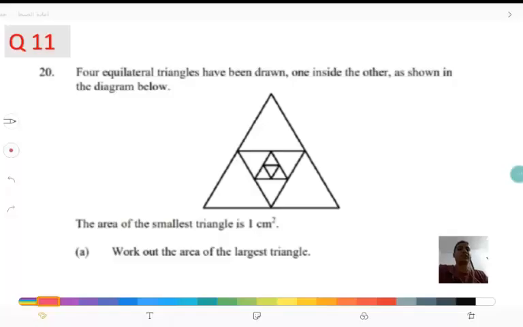4 equilateral triangles have been drawn, one inside the other, as shown in the diagram below. The area of the smallest triangle is 1 centimeter square. Work out the area of the largest triangle.